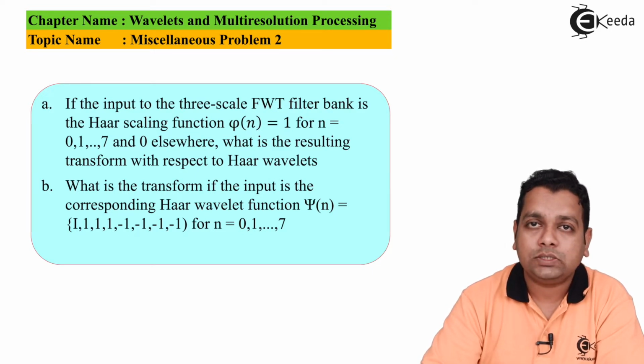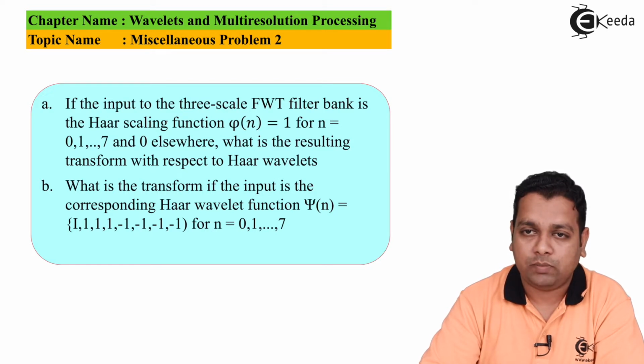So in both these parts, part A and part B, here we have the 3 scale fast wavelet transform filter bank, and the input is having the n value, that is 0 to 7, that means the 8 values we can assign. In the first part we have the use of Haar scaling function, whereas into the part B we have the use of Haar wavelet function. So as described, this is denoted by phi of n and the wavelet transform function is denoted by psi of n here. So let us read the part C here, then we shall answer one by one.